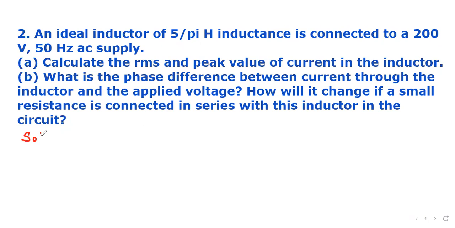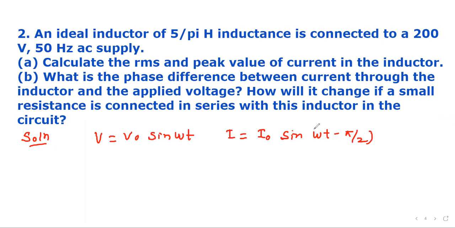Let's see the solution. As I told you, in case of an inductor, current lags voltage by pi by 2. So the phase difference between current through the inductor and the applied voltage will be pi by 2. Answer to this will be pi by 2. Because the voltage equation is V equal to V0 sine omega t, and the current equation is I equal to I0 sine omega t minus pi by 2.